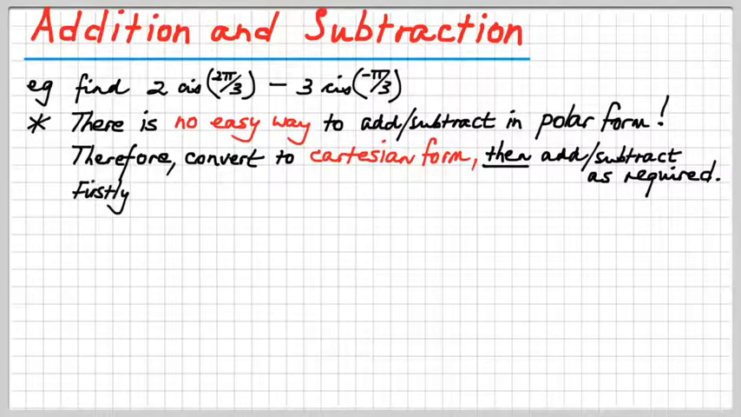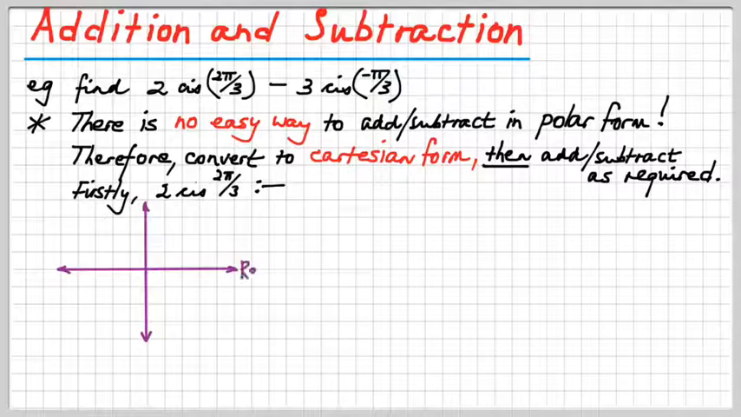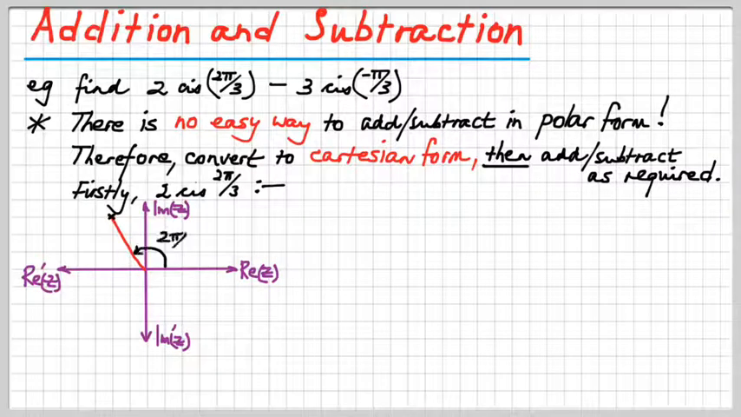Firstly, let's take 2 cis 2 pi on 3. That's our first one. And of course, we're going to draw a diagram to work out how to put that into Cartesian form, because, as I said last time, you'll be hazy if you're lazy. So don't be lazy. You'll drive us all crazy.